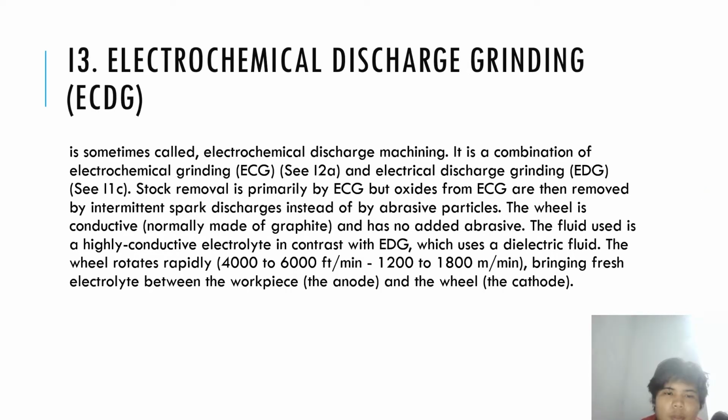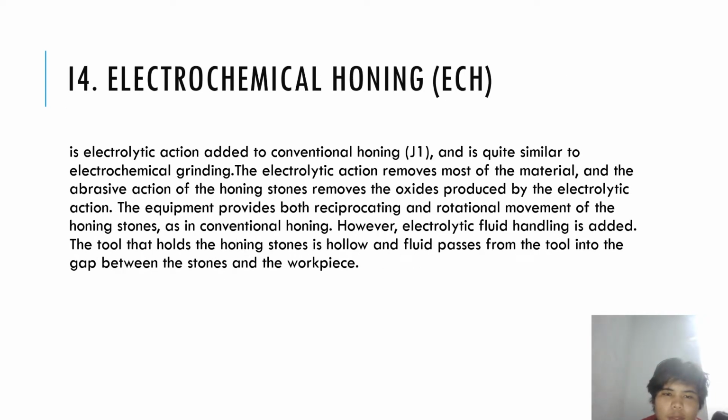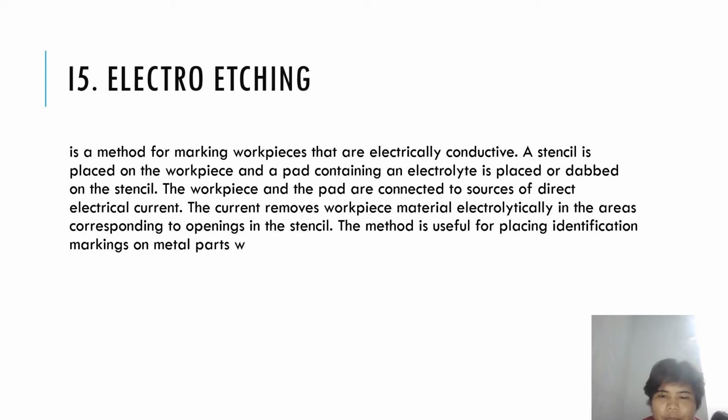We have the electrochemical discharge grinding. We don't need to talk about this one, and honing as well is just the same electrochemical, but it's just used for honing. Electro-etching is a method for marking workpieces that are electrically conductive. A stencil is placed on the workpiece and a pad containing an electrode is placed over the workpiece, and the pad is connected to a source of direct electrical current.